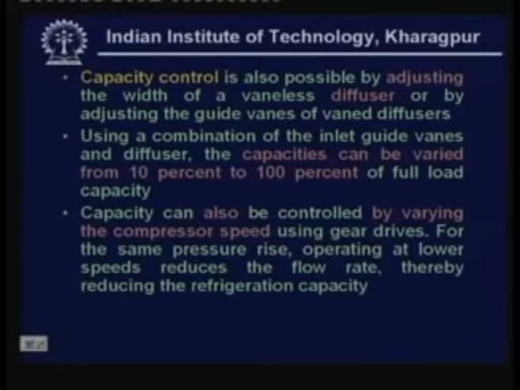Capacity can also be controlled by varying the compressor speed using gear drives. For the same pressure rise, operating at lower speeds reduces the flow rate, thereby reducing the refrigeration capacity. Of course, keeping everything constant, if you reduce the speed, then obviously all the velocities will get reduced, so the flow rate automatically gets reduced. So this is another good method of controlling the capacity. That means you are varying the speed. Of course, when you vary the speed, it may also affect the pressure rise, so it is not that you can vary it over any range. Within a certain range you can vary it.